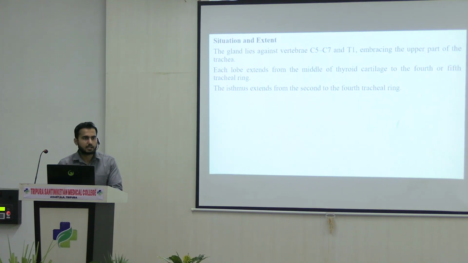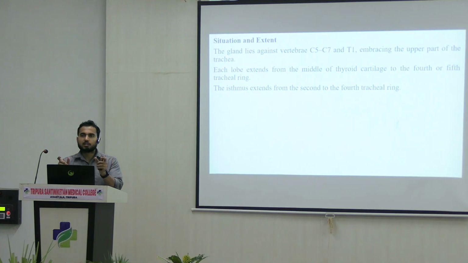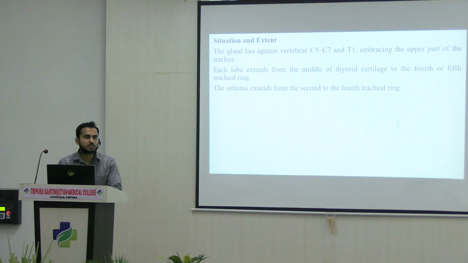I have shown you the diagram before going to the histology. It has two lateral lobes, and both the lateral lobes are connected by an isthmus. That means if you see the shape, it is H-shaped. The thyroid gland is H-shaped, with two lateral lobes connected by an isthmus.